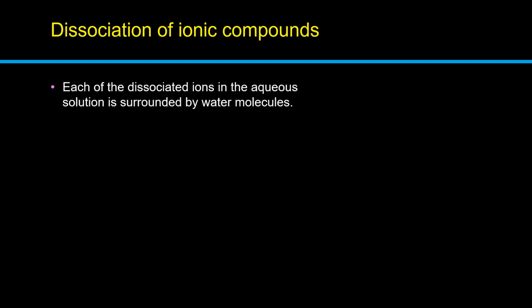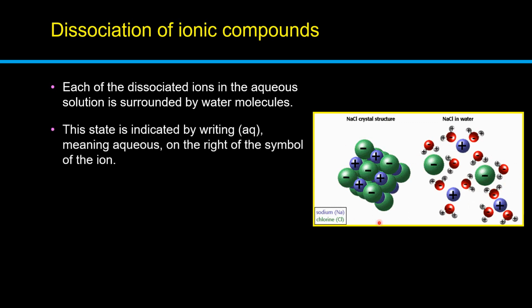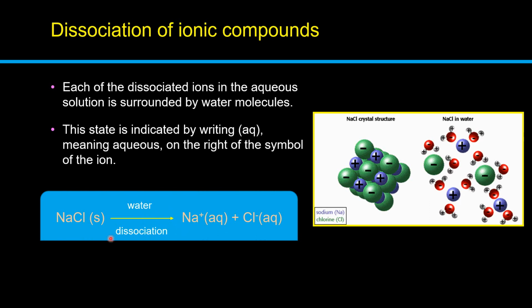After dissociation, each of the separated ions is surrounded by water molecules. This state is indicated by writing the letters aq inside a bracket, meaning the ion is in the aqueous state, that is, dissolved in water. So this is how the dissociation of sodium chloride is indicated. Sodium chloride undergoes dissociation with water and forms Na+ and Cl-, both in aqueous state.